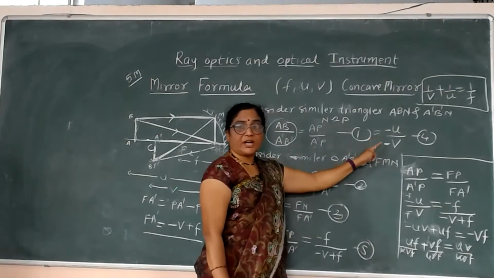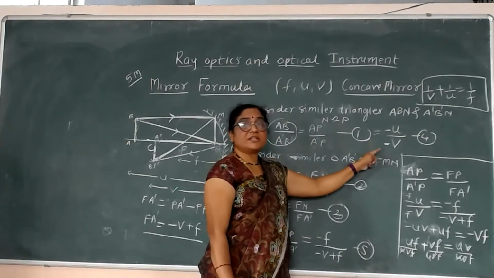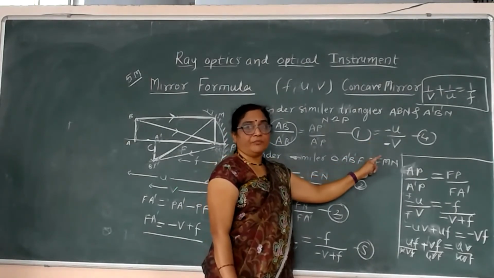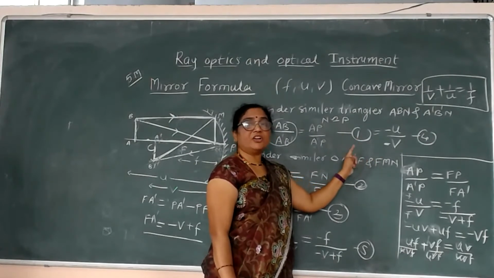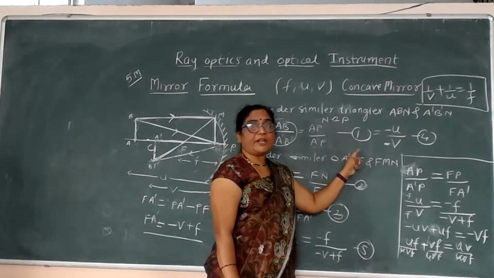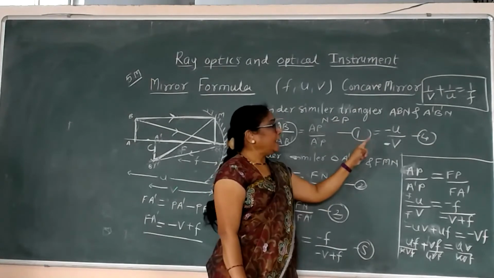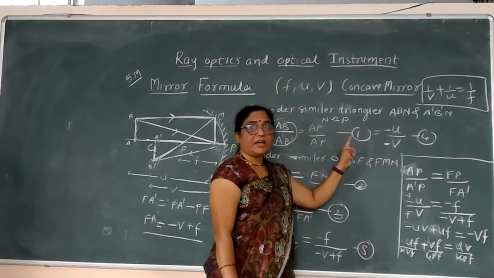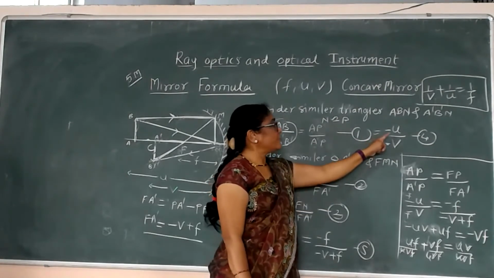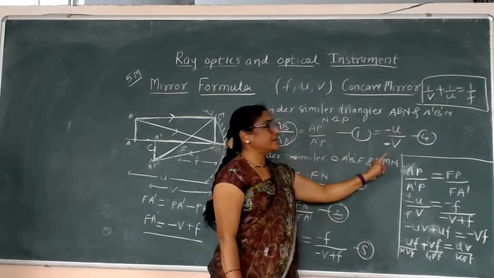Because according to the Cartesian sign convention, all distances are measured from the pole, and directions are taken to be positive in the same direction as the incident ray. If it is in the opposite direction, we consider it as minus. So here this is minus U and this is minus V.